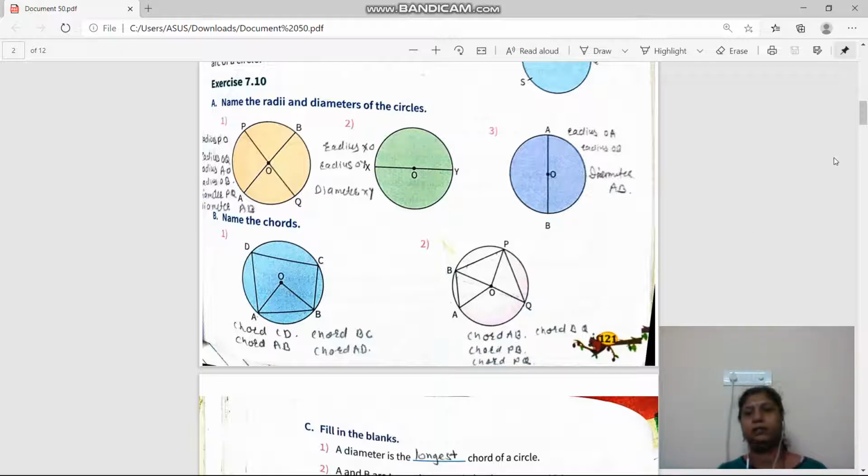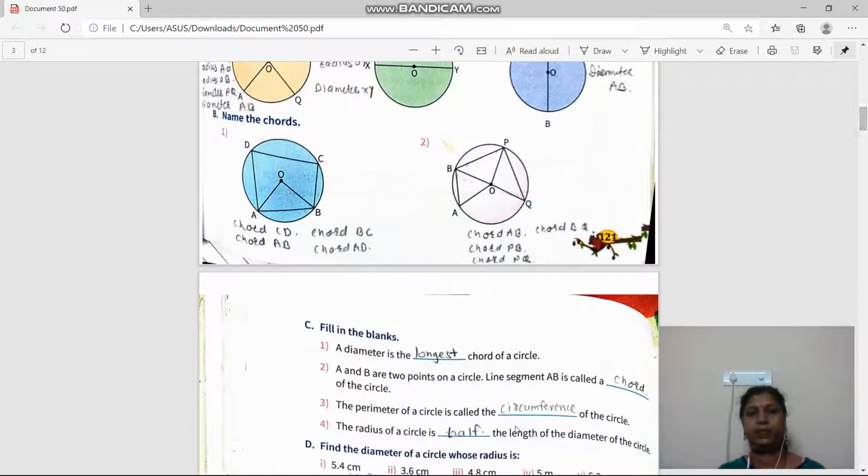Let's see the fill in the blanks also. Just once we can read it. A diameter is the longest chord of a circle. A and B are points on a circle; the line segment AB is called a chord of the circle. The perimeter of a circle is called the circumference of a circle. The radius of a circle is half of the diameter.